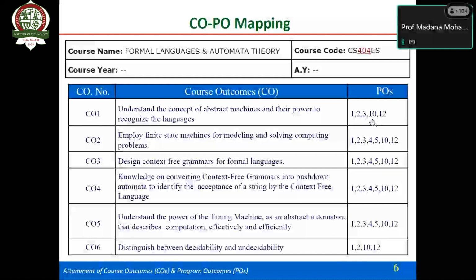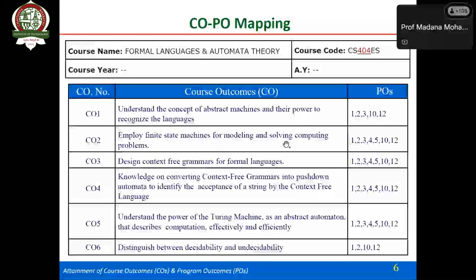Here, first the related POs are all listed. For CO1, the related POs are PO1, PO2, PO3, PO10, PO12. Then CO2: 1, 2, 3, 4, 5, 10 and 12. CO3: 1, 2, 3, 4, 5, 10 and 12. CO4: 1, 2, 3, 4, 5, 10 and 12. CO5 also the same. CO6: 1 to 10 and 12.